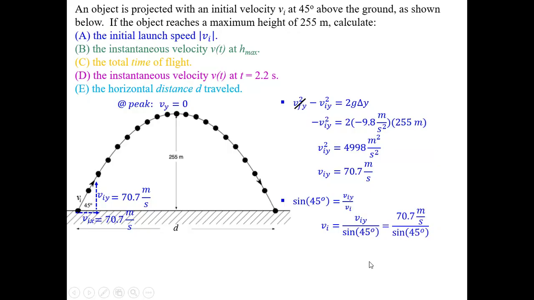So I'm just going to go ahead and do a little plug and check. So VIY here is 70.7, and then the denominator is sine of 45. And if you simplify this on your calculator in degree mode, you'll get about 100 meters per second. So that is your VI for part A, okay?